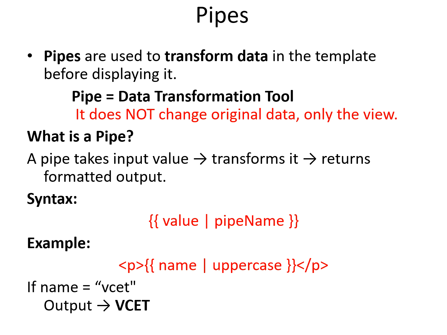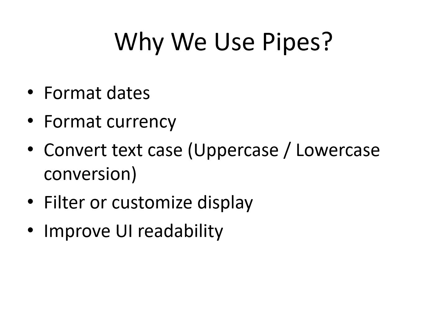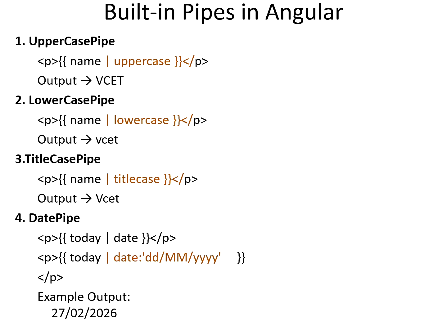Pipes are generally used to transform data in the template before it is displayed. For example, the syntax is to use interpolation with double curly braces, representing the variable combined with the pipe name. Here the uppercase pipe is used, so whatever value is displayed in the paragraph will automatically be transformed into uppercase before it is displayed on the web. Why do we use pipes? Because there are certain needs like formatting dates, formatting currency, converting cases, filtering, and improving user interface readability.